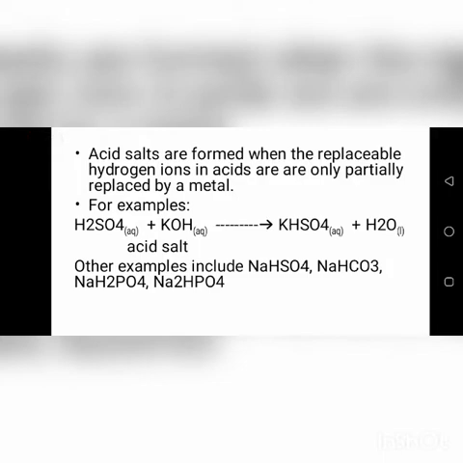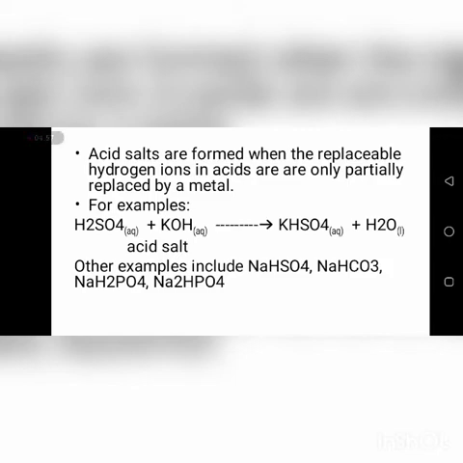For instance, H2SO4 reacting with potassium hydroxide. Now, the potassium replaces one of the hydrogens in H2SO4. So that gives us potassium hydrogen sulfate, KHSO4. Now, if you look at this compound, there is hydrogen within the compound. That makes it an acid salt. Another example is sodium hydrogen sulfate, NaHSO4, sodium hydrogen carbonate, NaHCO3, and so on and so forth.